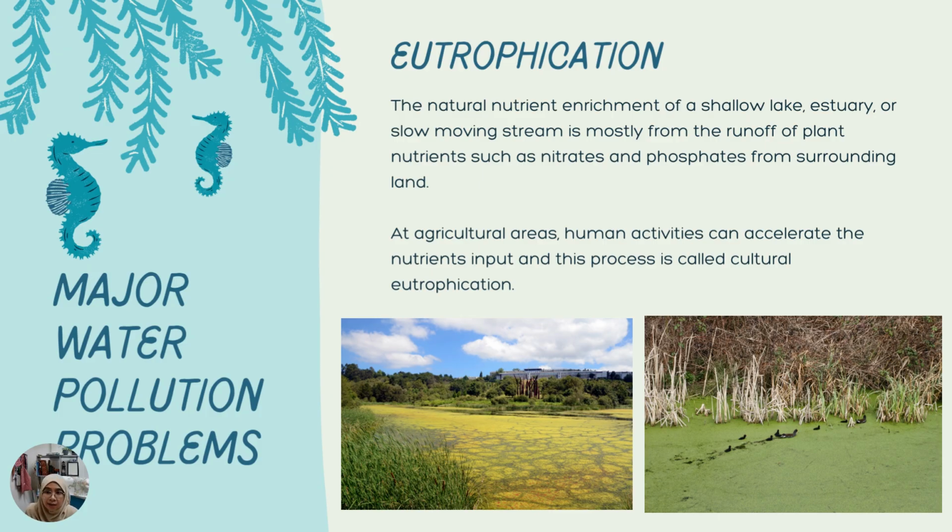Some of the major water pollution problems are eutrophication. The natural nutrient enrichment of a shallow lake, estuary, or slow-moving stream is mostly from the runoff of plant nutrients such as nitrates and phosphate from surrounding land. In agricultural areas, human activities can accelerate the nutrient input, and this process is called cultural eutrophication.